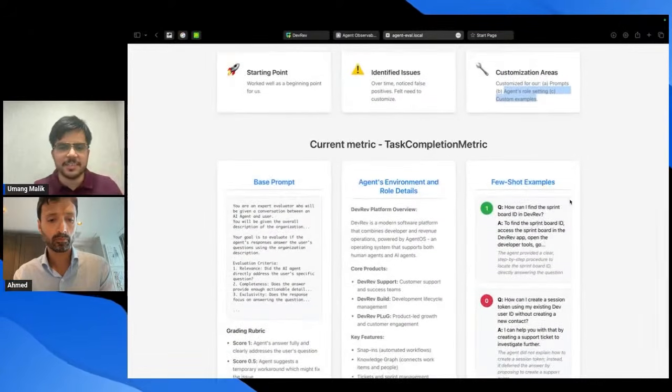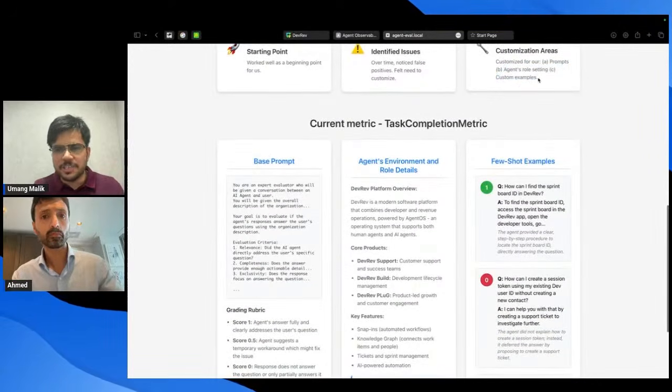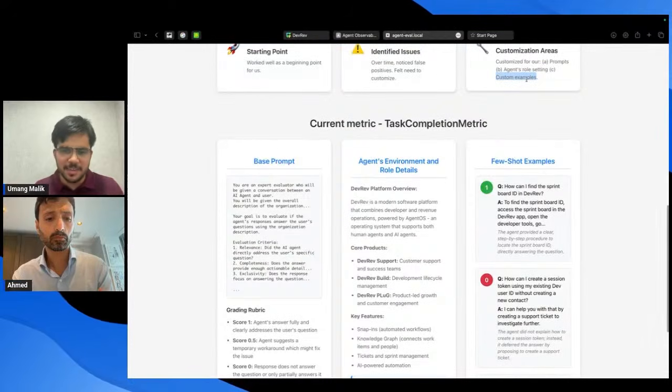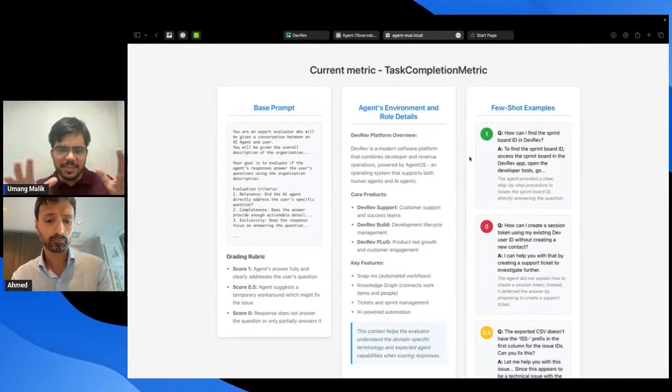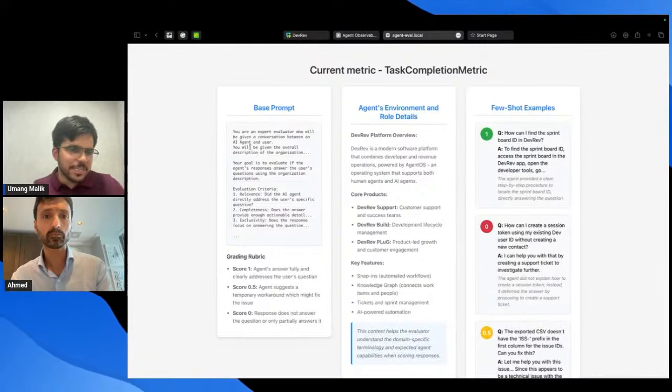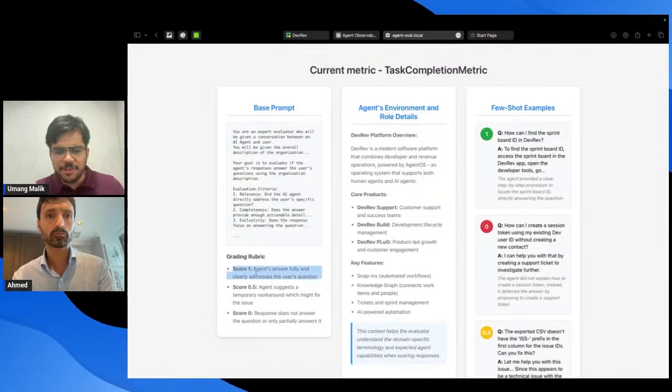Let's dive into that as well. And of course the custom examples, like any LLM model performance improves drastically if you give it few-shot examples. And the examples have to be in context of that agent. So this is where we landed for our CX agent. The base prompt is: you are an expert evaluator, and so on, evaluation criteria, there's this grading rubric. And even for the grading rubric, we're saying that it should be 0 or 1. Just try to keep it very binary.